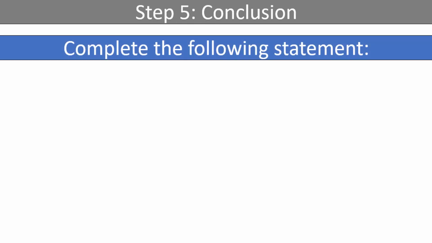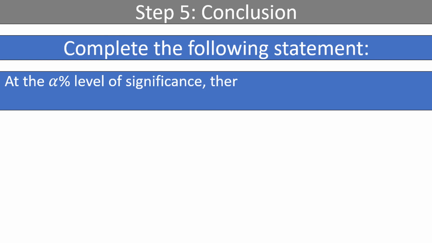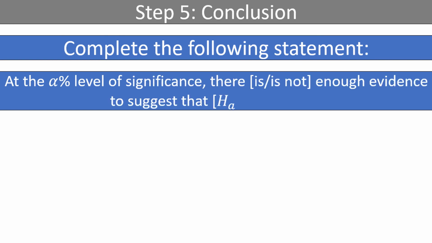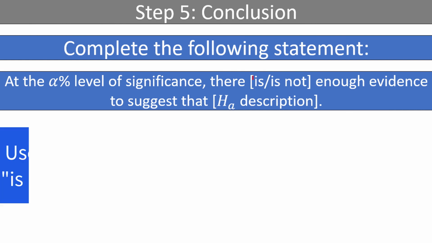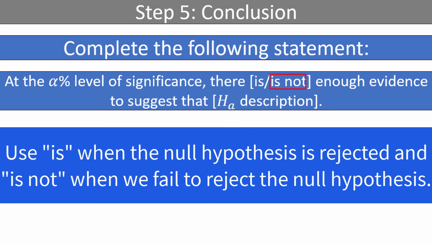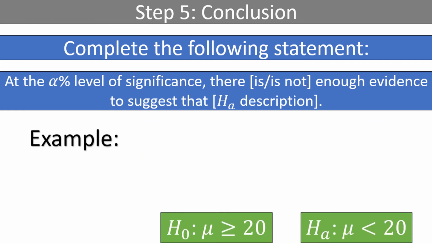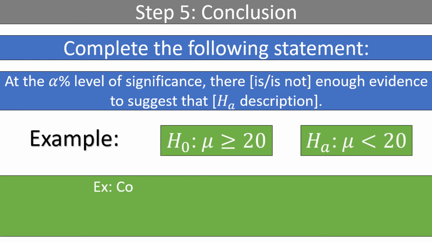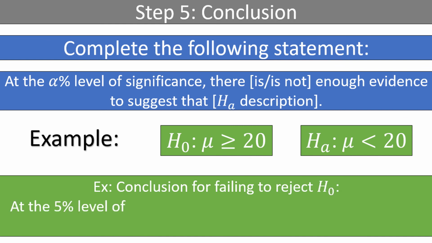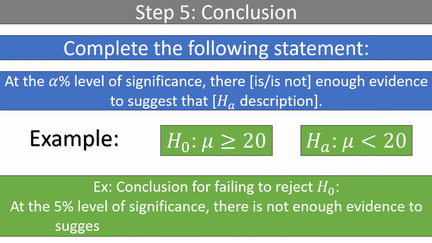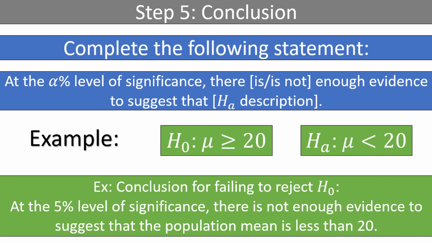Finally, step 5 is the conclusion, which amounts to completing this statement. At the alpha % level of significance, there is or is not enough evidence to suggest that, and then insert a description of the alternative hypothesis. Use is when the null hypothesis is rejected, and is not when we fail to reject the null hypothesis. So an example might include this set of hypotheses, and a conclusion for failing to reject the null hypothesis might be, at the 5% level of significance, there is not enough evidence to suggest that the population mean is less than 20. Notice I use is not instead of is, as this is a conclusion where we failed to reject the null hypothesis.